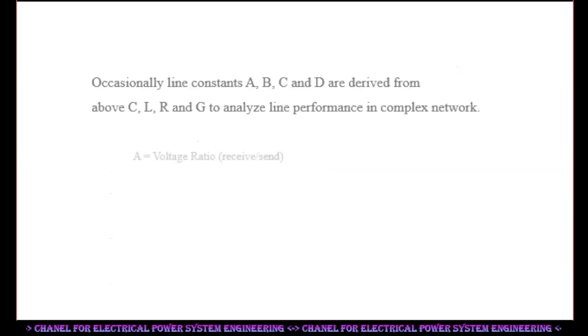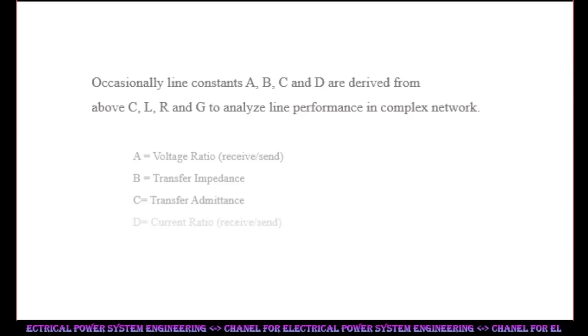Occasionally, line constants A, B, C and D are derived from the above C, L, R and G to analyze line performance in a complex network. A is equal to the voltage ratio, receiving by sending. B is equal to transfer impedance. C is equal to transfer admittance. D is equal to the current ratio, receiving by sending.